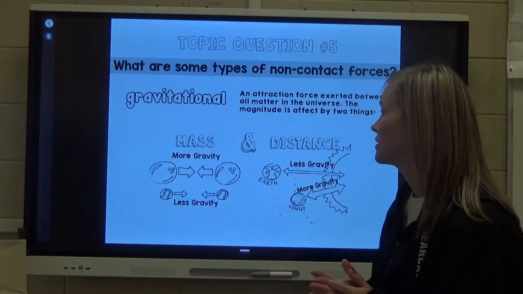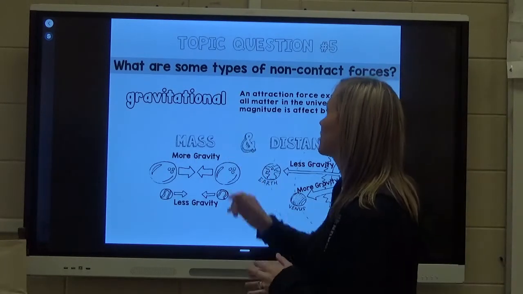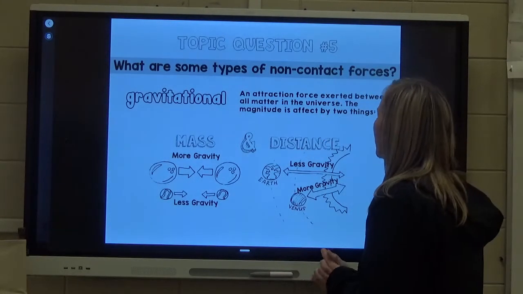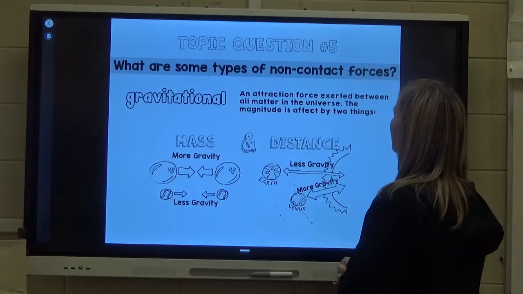Now, non-contact forces. We have gravitational non-contact forces, which is an attraction force exerted between all matter in the universe. Magnitude is affected by two things.